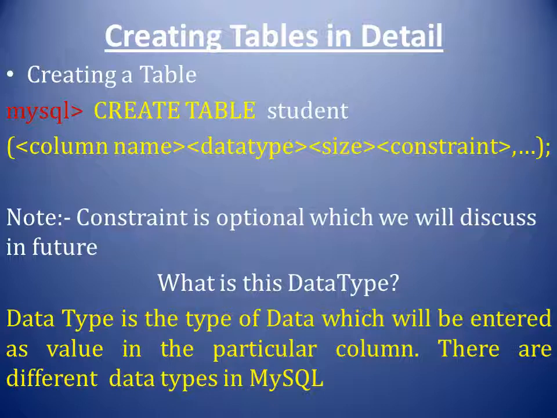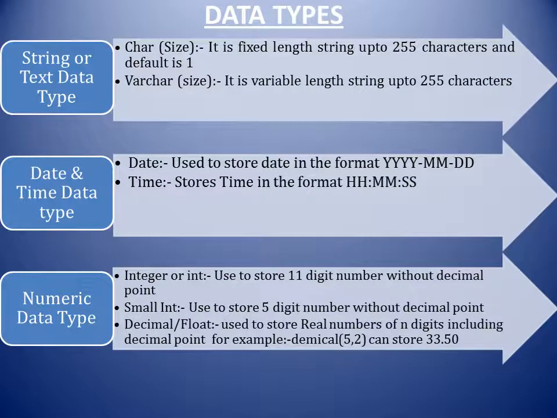In MySQL, there are 3 types of data types. One is string or text data type, another is date and time data type, and the last is numeric data type. String is further divided into char or varchar. Char is the fixed length string data type, whereas varchar is variable length string data type.